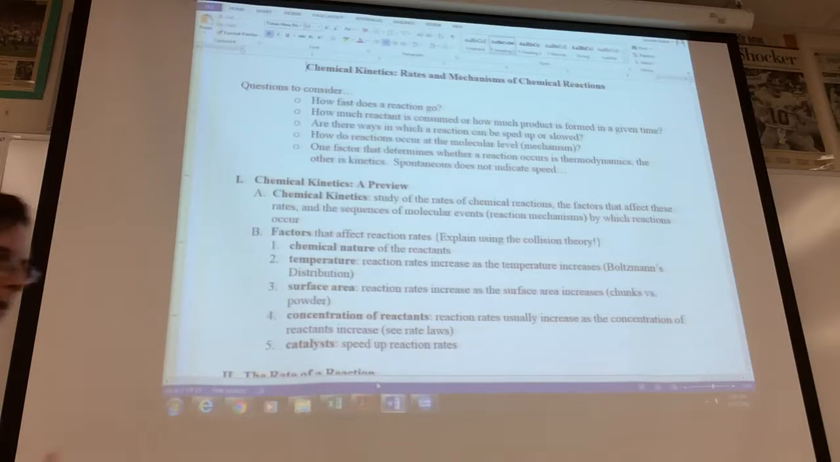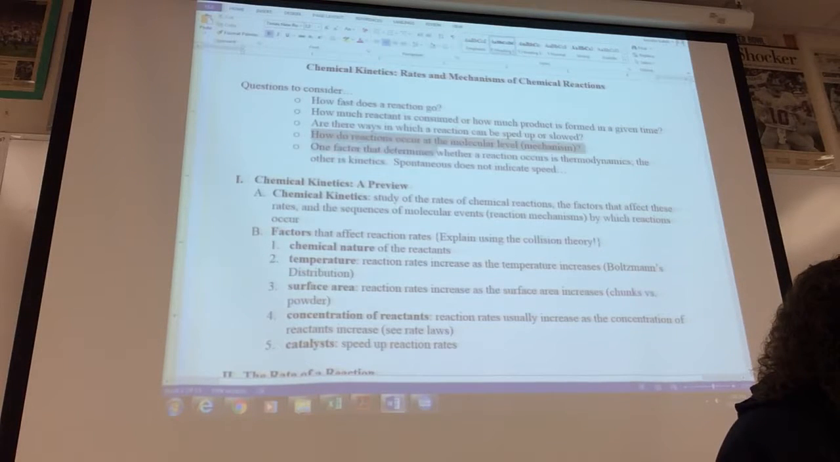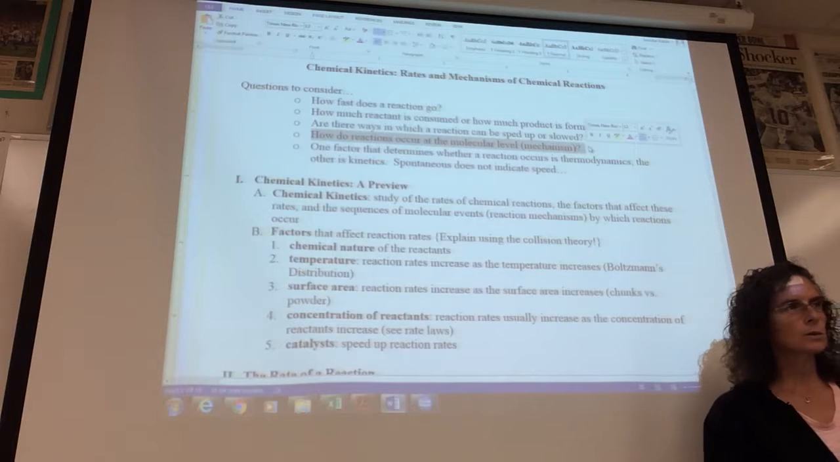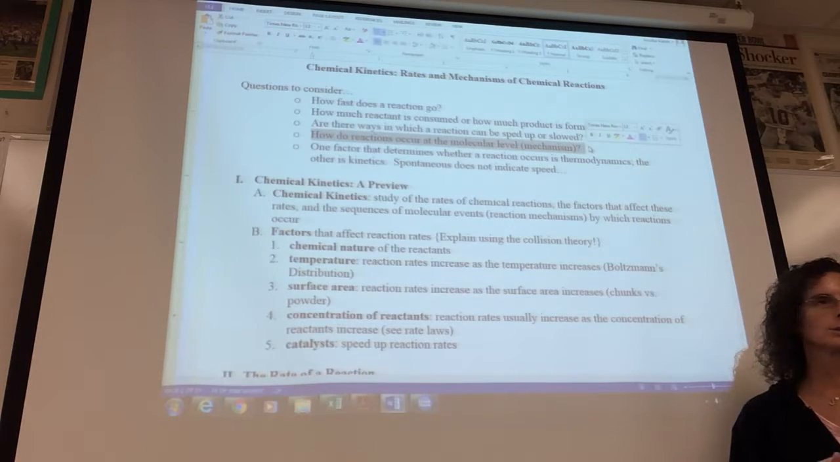The really new piece, different from honors, is how reactions occur at the molecular level. So we're going to be looking at the mechanism. We won't see this today, but you'll see it next time. At first glance, you'll be like, oh gosh, here we go again. But it's really pretty easy.